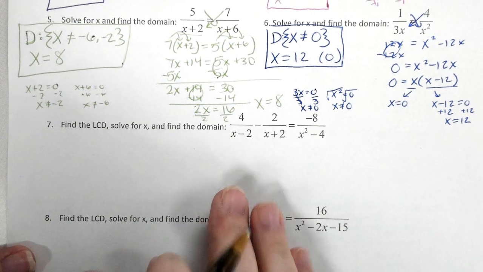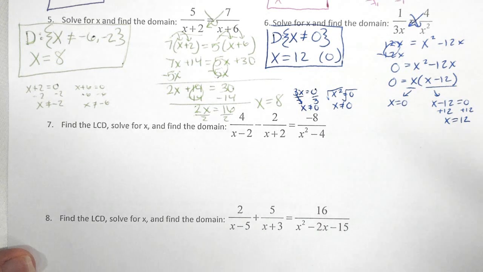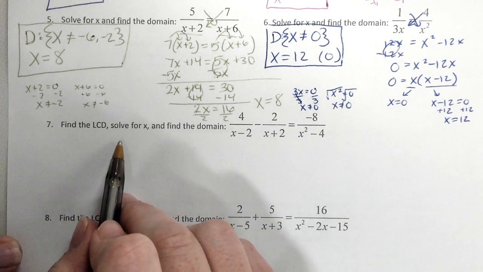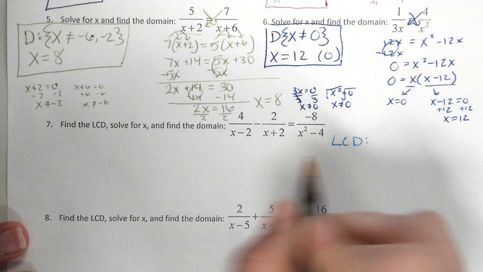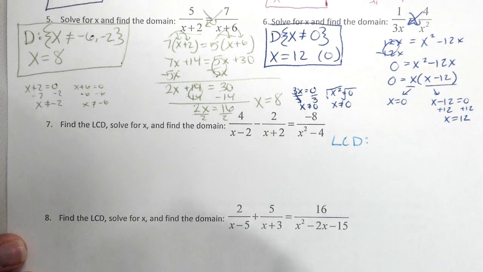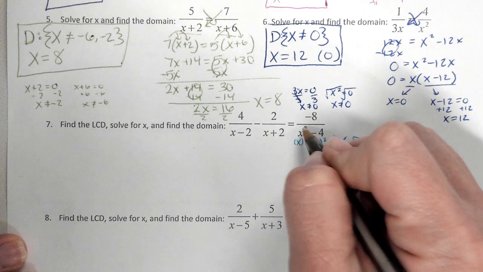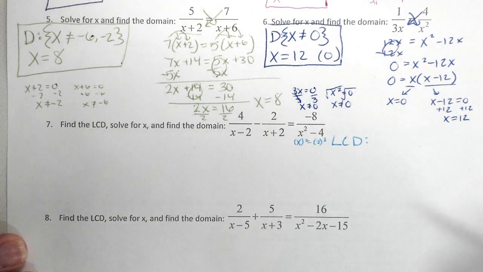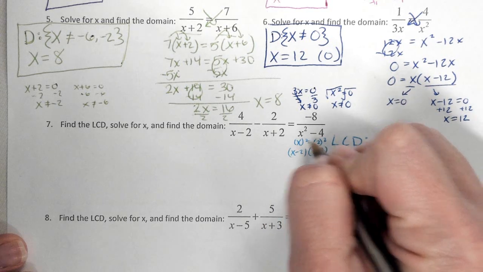Okay, number 7. Okay, so it says find the LCD, solve for x. So let's start with our LCD. Well, first off, I need to factor this because it's squared. Well, this is a perfect square minus a perfect square. So x squared gives me x squared, and 2 squared gives me 4. So it's x minus 2, x plus 2. So that's what that equals.